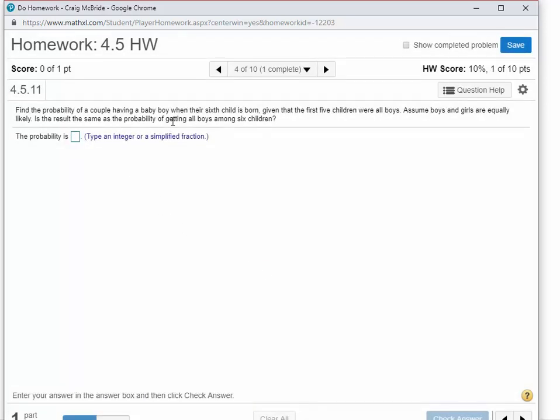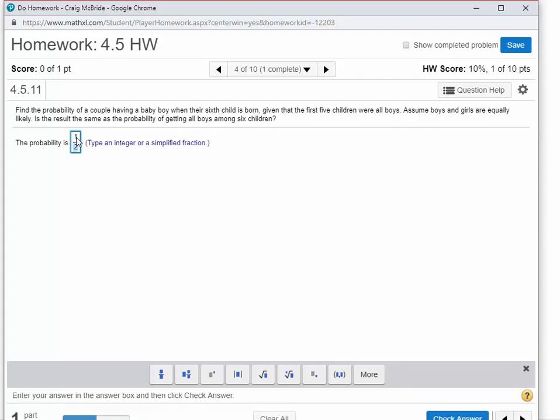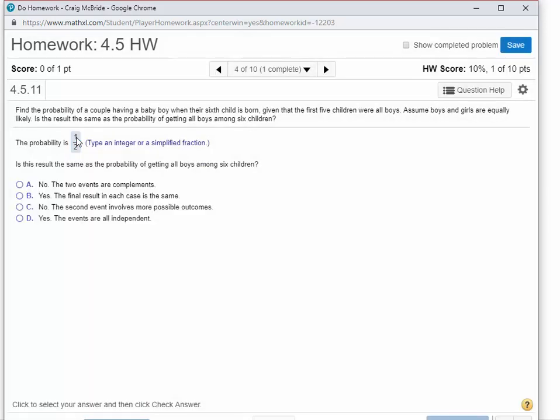Okay, find the probability of a couple having a baby boy when their 6th child is born, given that the first 5 children were all boys. Assume they're equally likely. So here they're trying to trip you up because remember, these are independent events. It doesn't matter what happened the first 5 times, the first 6 times, or the first 4,000 times. The probability of a couple having a baby boy for their 6th child is the same as for their first child, their second child, or their 95th child. It's still going to be 1/2 because these are purely independent events. Every new kid is independent of the previous one. It's like rolling a die over and over again or flipping a coin over and over again.